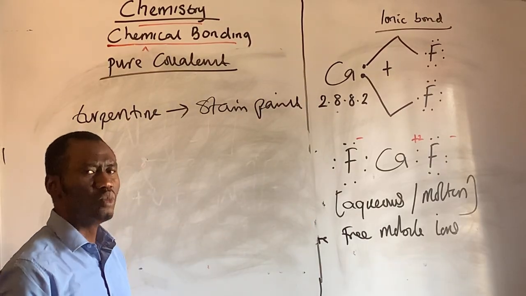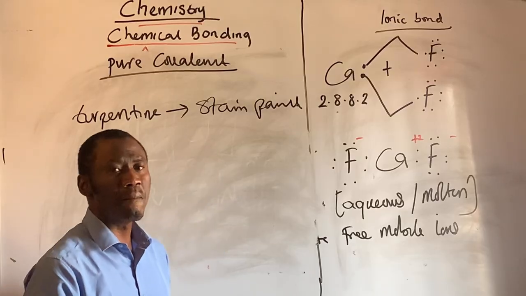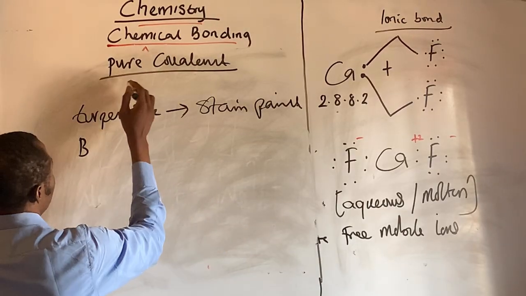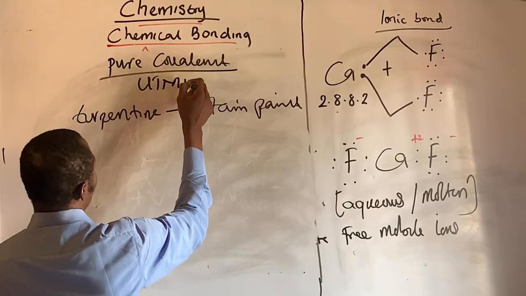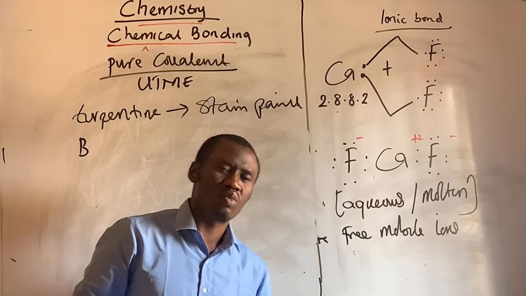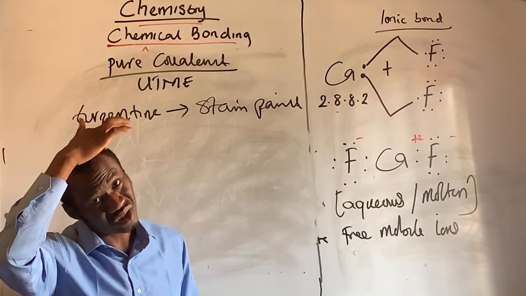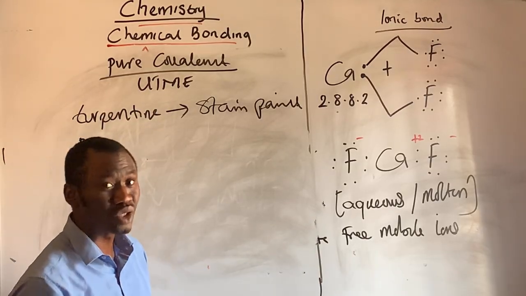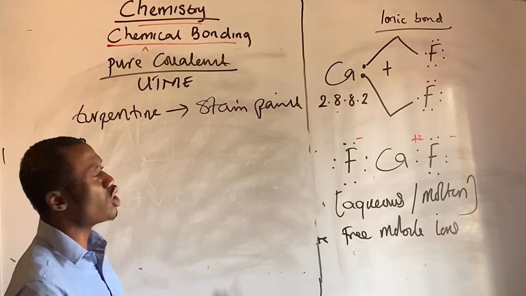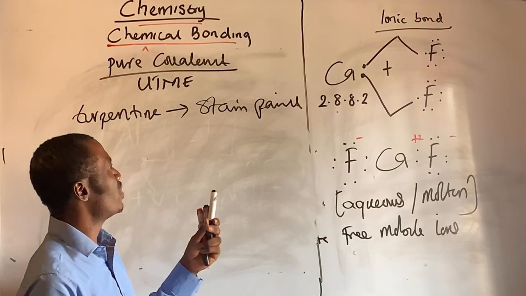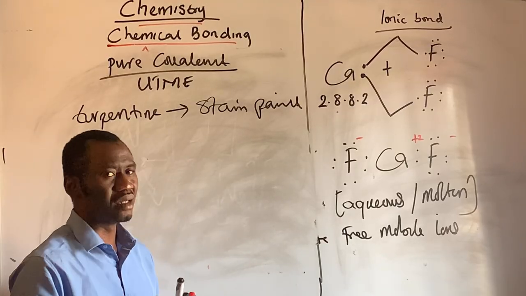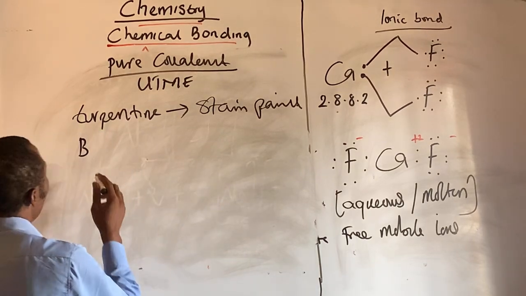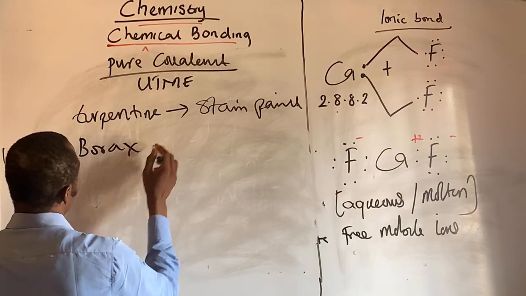Turpentine is used to remove the stain from paint. Let me give you another one. You might see this as a UTME question. For those in West Africa, Nigeria, UTME exams, some of the UTME or JAM questions will ask you which of these is used to remove the stain from paint. That's turpentine.